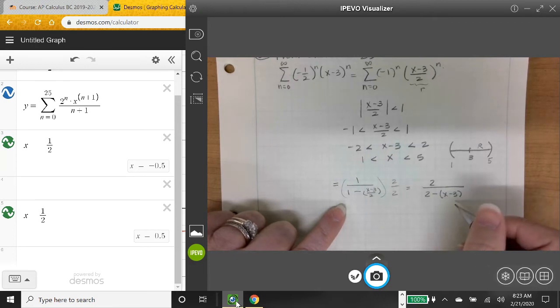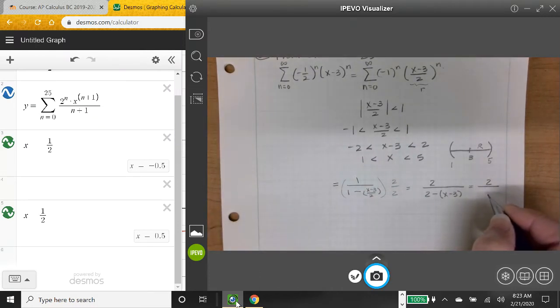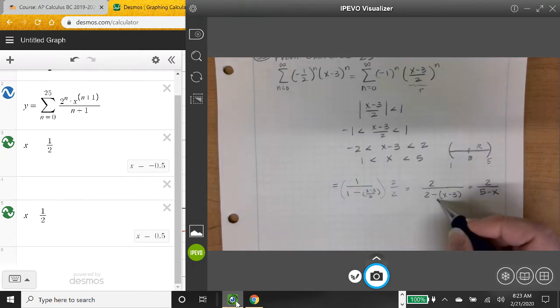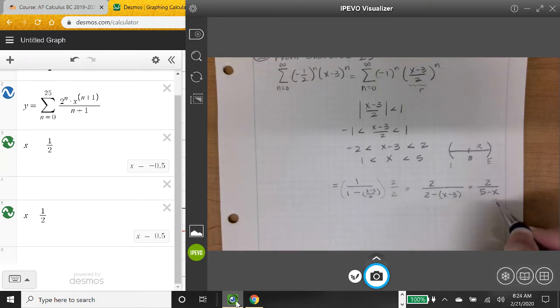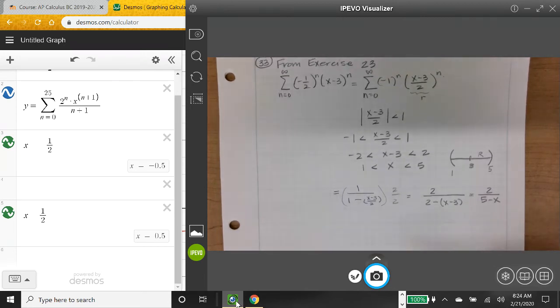And then I could simplify this a bit by distributing that negative. And that's going to be 2 over 5 minus x, because if I distribute this negative, we get negative x plus 3, and 2 plus 3 is 5. So there we go. So this is our function from exercise number 33. That's our f of x.